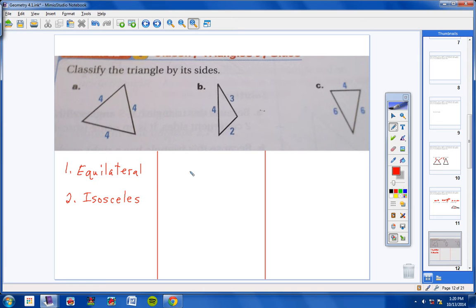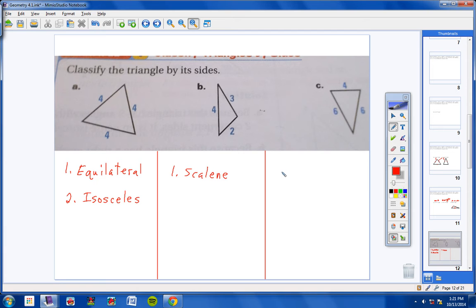This triangle over here, I'll give you just a minute to do this one. Go ahead and take a minute and give me the name of this triangle here. Okay, you should have put this for your answer. Scalene. Because not one side here is congruent. All three sides are different lengths.